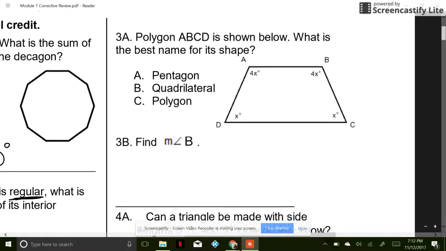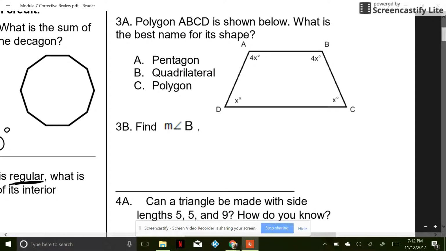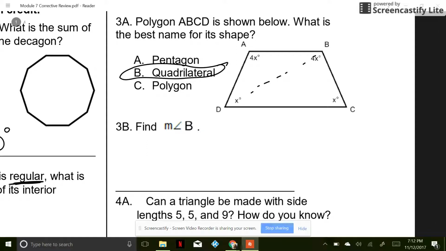Moving along over here, polygon ABCD is shown below. What is the best name for its shape? Well, it has 4 sides, so that makes it a quadrilateral. A pentagon has 5 sides. A polygon just means it has many sides. If we want to find the measure of angle B, first of all, we'll have to find the sum of the interior angles. Since this is a quadrilateral, we can divide it into 2 triangles. So 180 times 2 triangles means the sum of the angles should be 360 degrees.